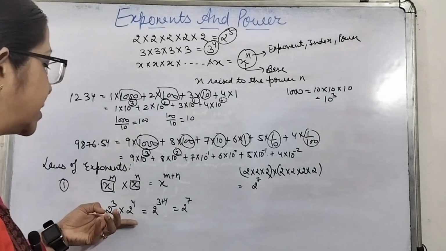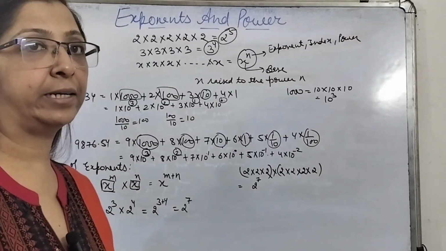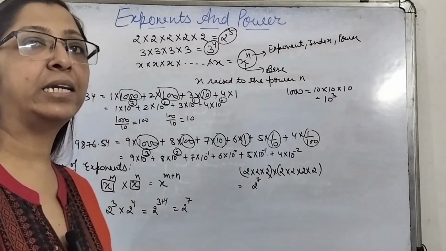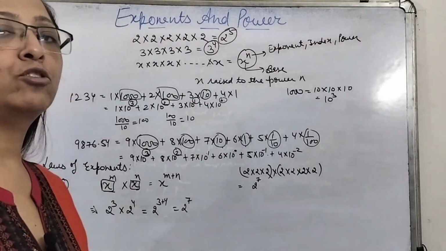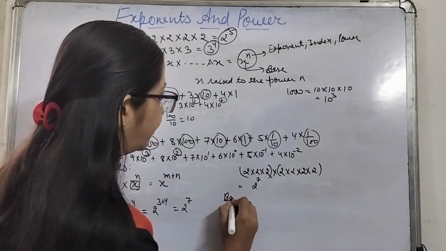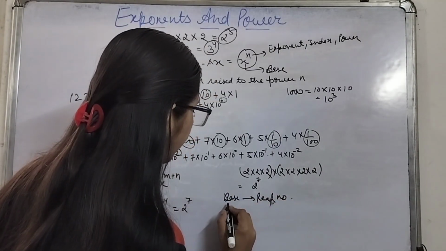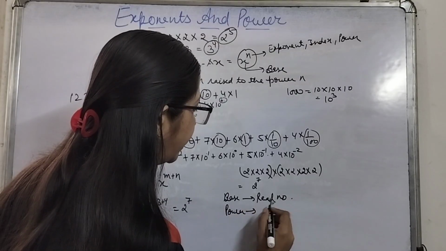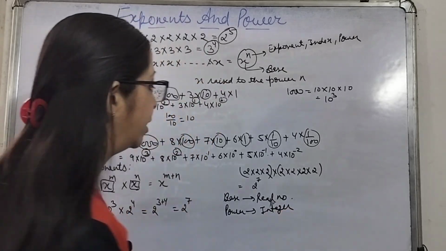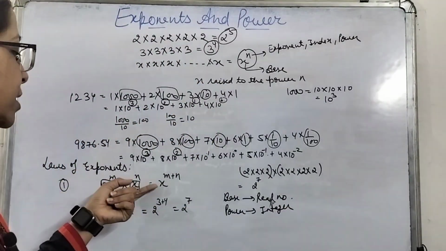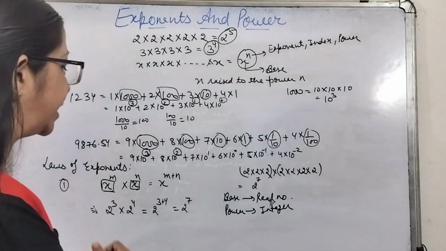So whenever bases are same and there is a multiplication sign in between, then powers are going to be added. These powers could be any integer. The power could be any integer, and your base could be any real number, and the exponent or the index could be any integer. For all the cases, integer. So in all these cases, your powers are going to be added if your bases are same and there is a multiplication sign in between.